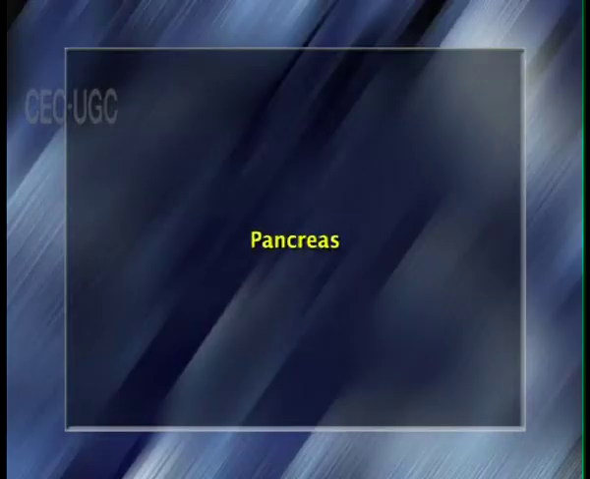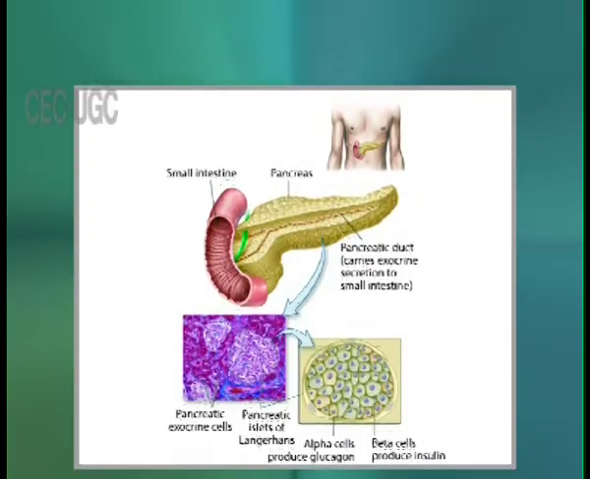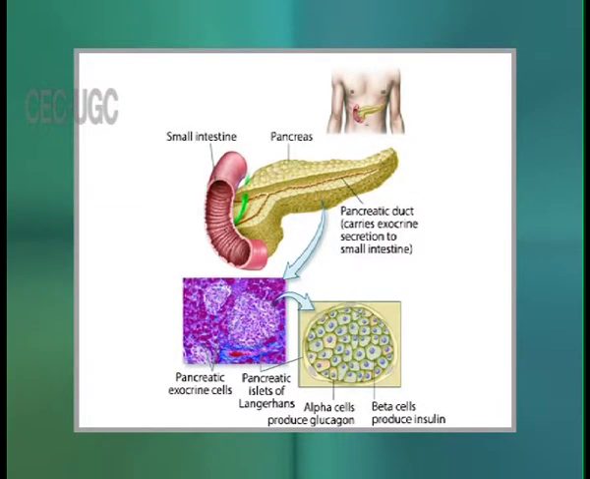Next is the pancreas. The pancreas is a large gland located in the abdominal cavity. The pancreas is considered to be a heterocrine gland, as it contains both endocrine and exocrine tissue. The endocrine cells of the pancreas make up just 1% of the total mass of the pancreas and are found in small groups throughout the pancreas called islets of Langerhans.